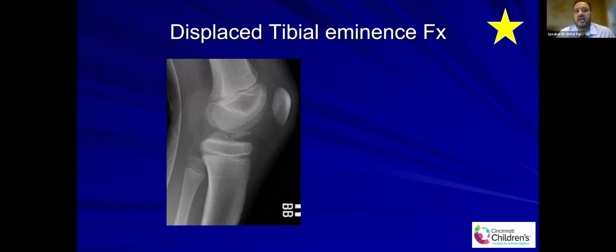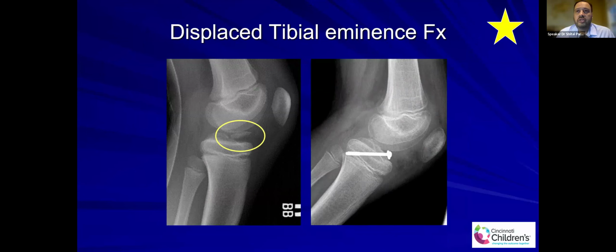So you can see the tibial eminence fracture, or the tibial spine fracture, is best seen on a lateral X-ray. You can see that piece which is pulled up. If you allow it to heal like this, it would lead to impingement and instability of the joint, so it's better to fix it. We use a screw. You can also use sutures to fix it.